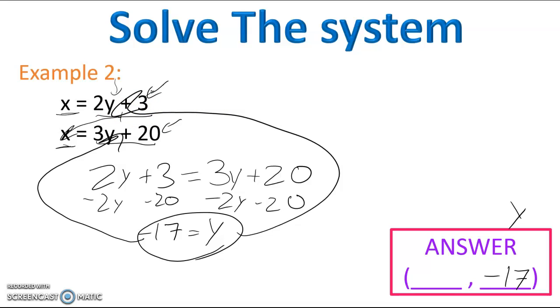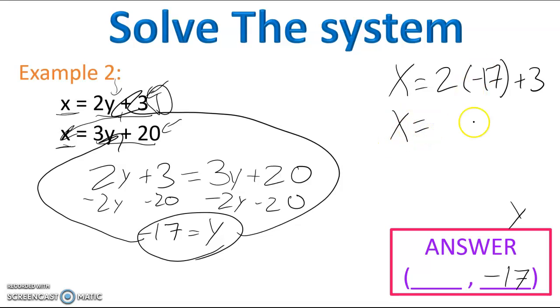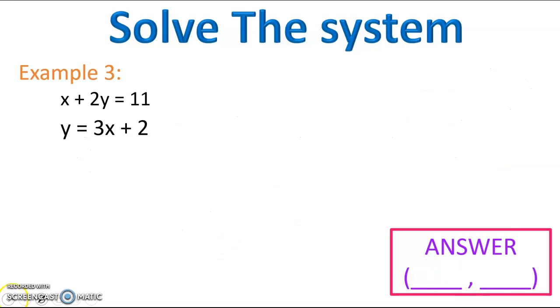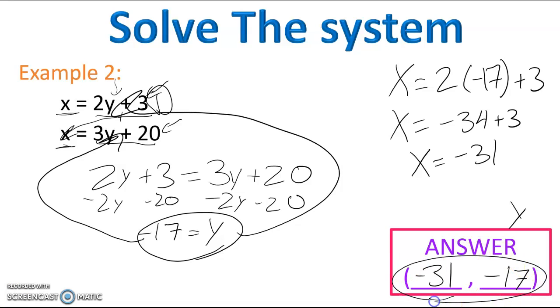You can pick any of the equations. It doesn't really matter which one you choose. I'll pick the top equation, and I'm going to plug in negative 17 for y. So x is equal to 2 times negative 17, because it's 2 times y, plus 3, and then from there I simplify. 2 times negative 17 is negative 34, plus 3, so x is equal to negative 31. And that is my final answer right there.